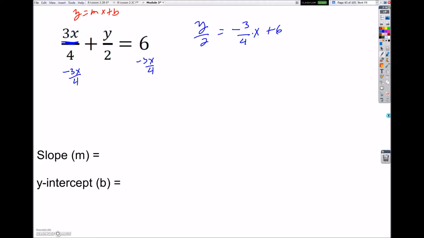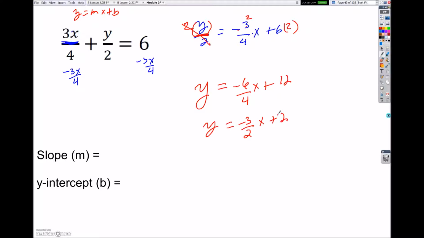So what I need to do now is get rid of this divided by 2, because I'm trying to get the y all by itself. And to do that, I multiply my numerators all by 2. And 2 divided by 2 cancel, so I'm left with just y is equal to negative 3 times 2 is negative 6 over 4 plus 12. My last step is I see if I can reduce anything, and I can reduce this negative 6 over 4. This will reduce to y equals negative 3 over 2x plus 12.